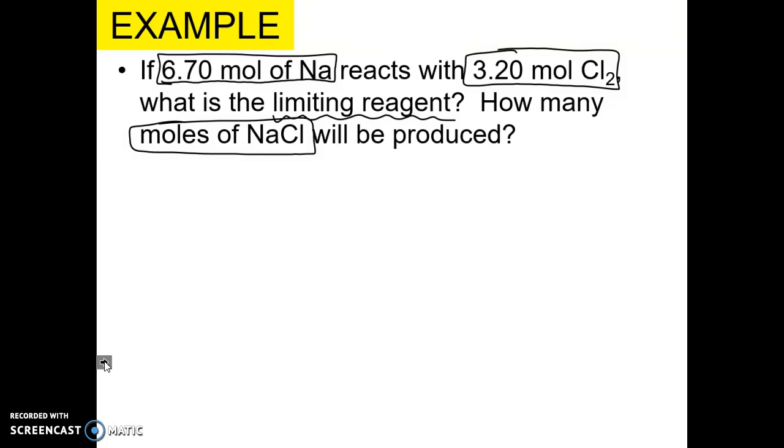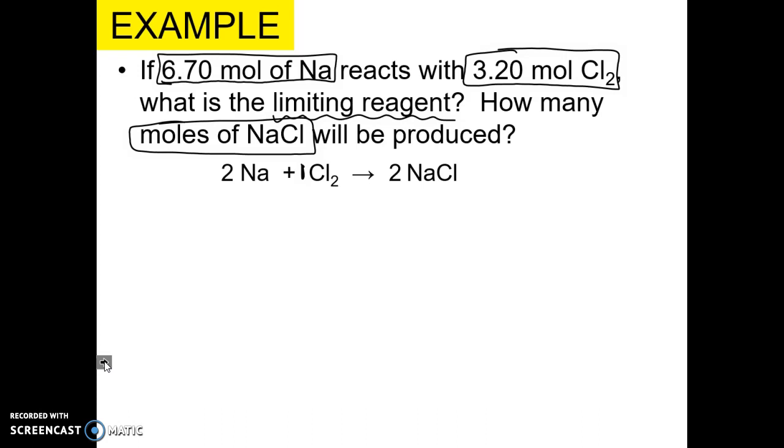So we need a chemical reaction for this. Here it is. It's written in your notes. Make sure that it is balanced. Go ahead and write those in: 2, 1, 2. And if you want to go ahead and write a 1, sometimes that'll help us out, remembering that that's a 1 there.